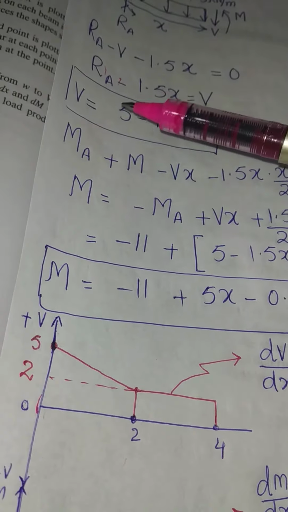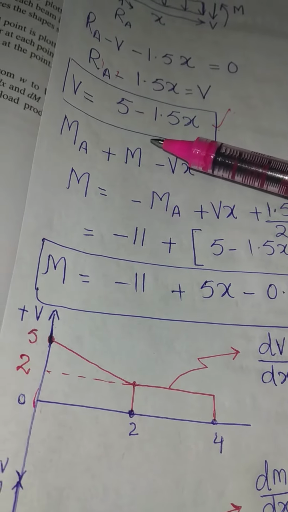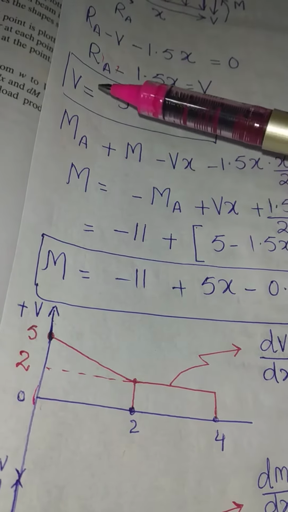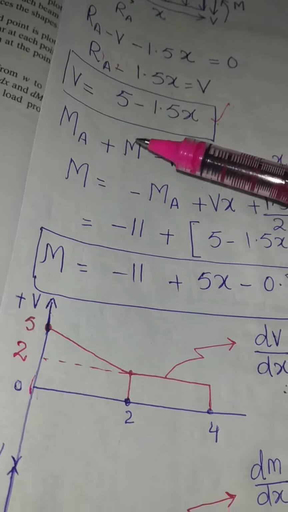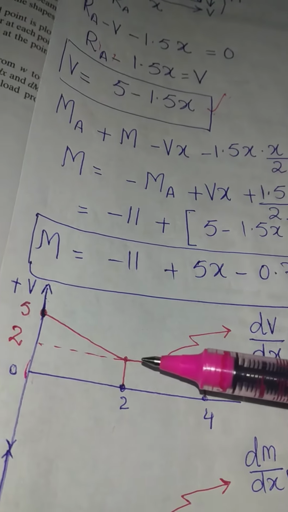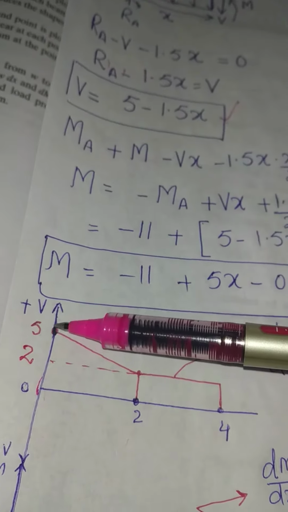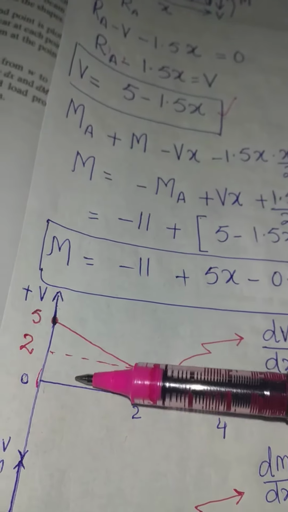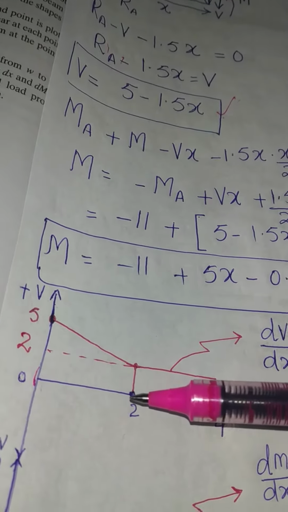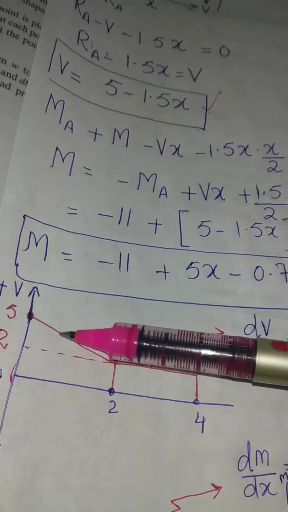Now this is a straight line whose slope is negative. So the shear force decreases when you move from x equal to 0 to x equal to 2. So this is the shear force line, or shear force diagram, for x equal to 0 to x equal to 2. It's essentially a straight line sloping downwards.